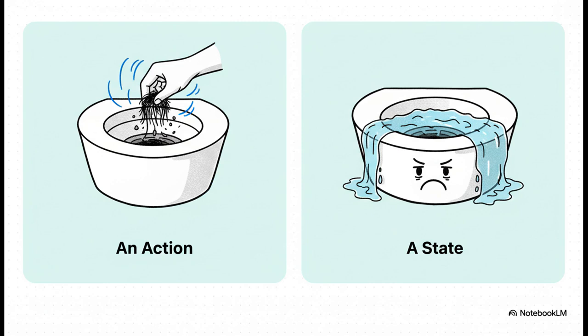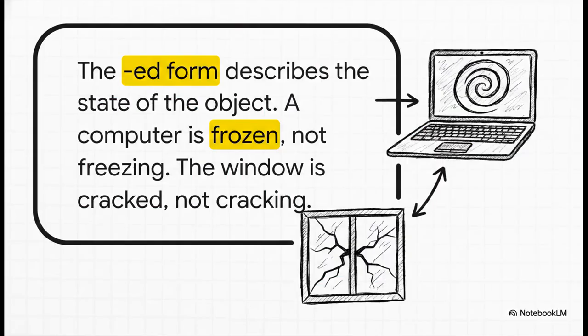When you say someone clogged the drain, you're talking about an action, something that happened. But when we say the drain is clogged, we're not talking about an action anymore. The word clogged suddenly becomes an adjective. It's describing the drain's current condition. It's describing its state.